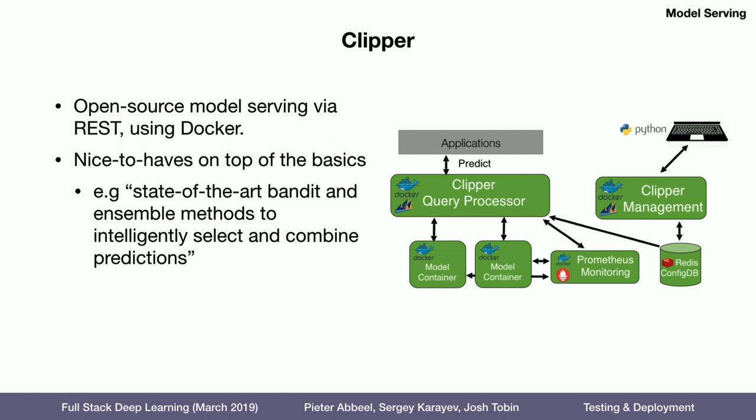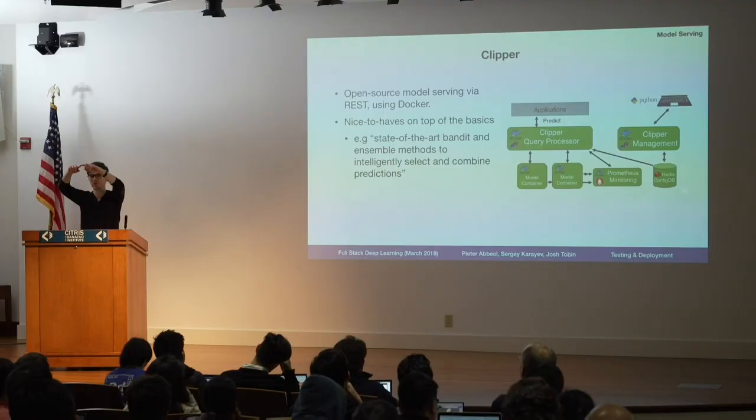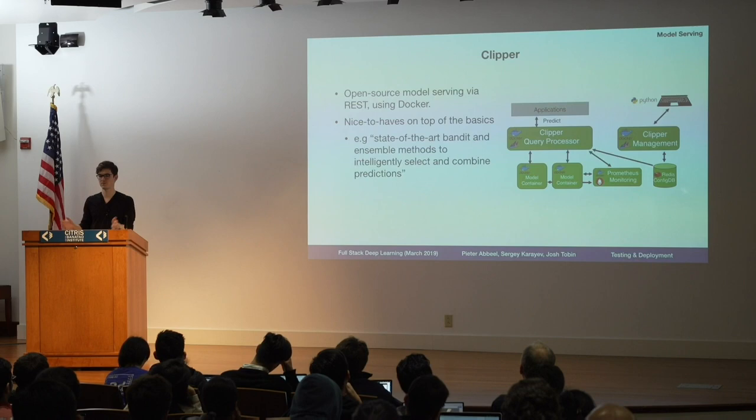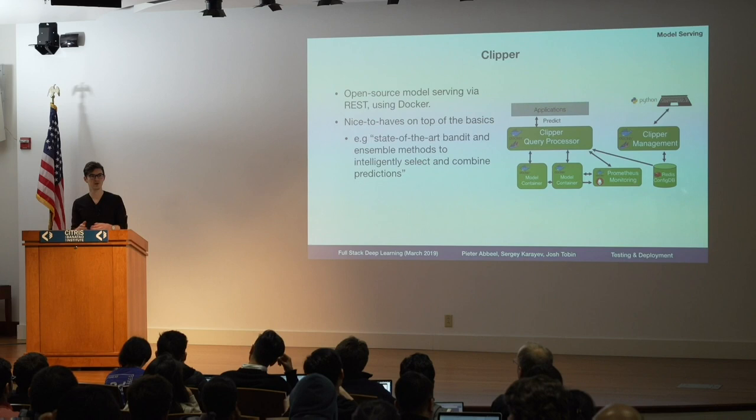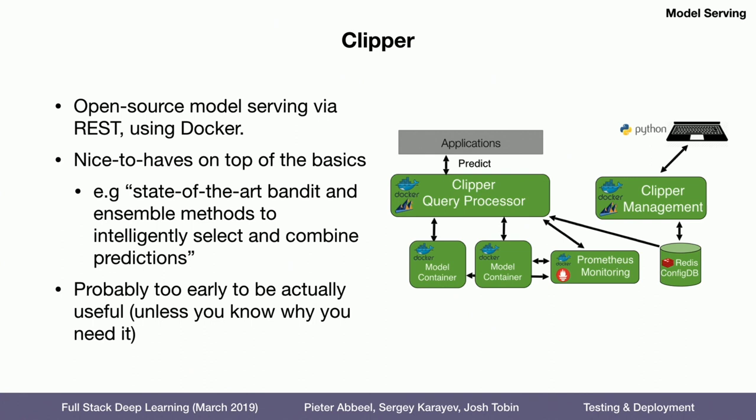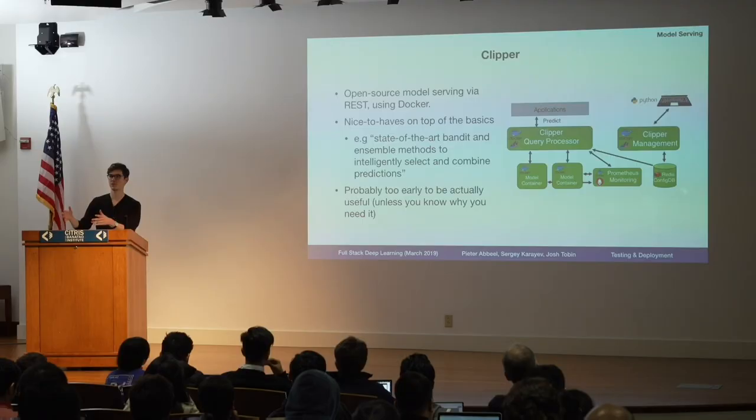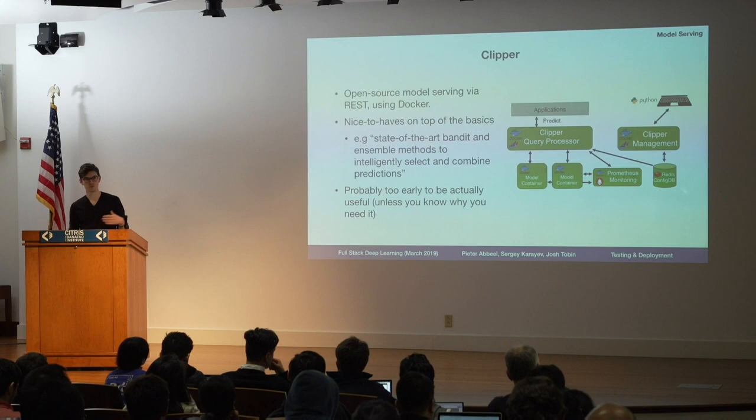But there's some nice to haves like state-of-the-art bandit and ensemble methods to intelligently select and combine predictions. What that means is you might have multiple models in production and every input goes through all of them. Then you have something on top of it, essentially ensembling the prediction outputs, maybe by majority vote or doing something smarter to combine the different predictions. And my take once again is, if you can explain to yourself exactly why it's useful to you, then it's useful to you. But mostly, you probably just want to do CPU inference.